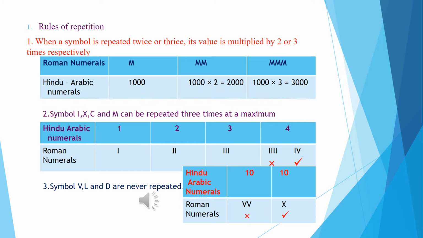Look at the third rule. Symbols V, L and D are never repeated. Look at the following table. For the Hindu-Arabic number 10, the Roman numeral is written as X and not as VV because V cannot be repeated. Hope you all understood the rules of repetition.